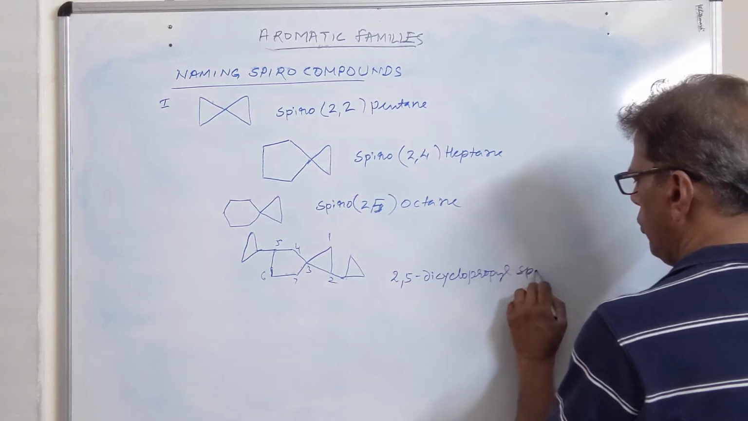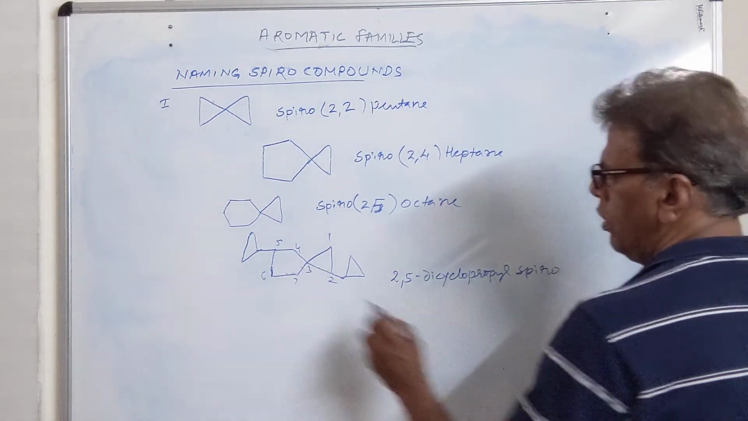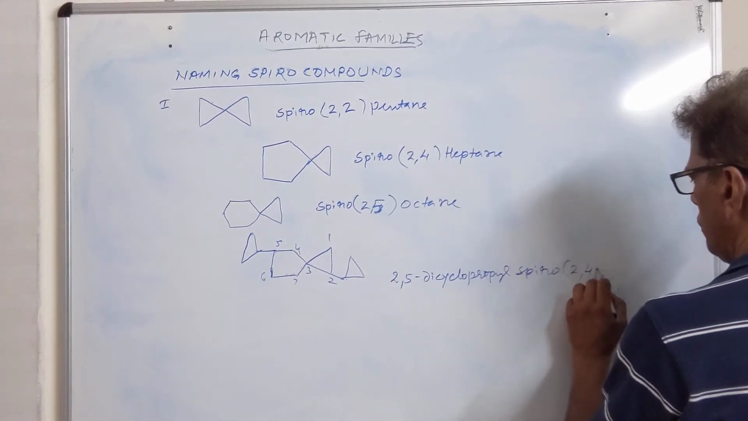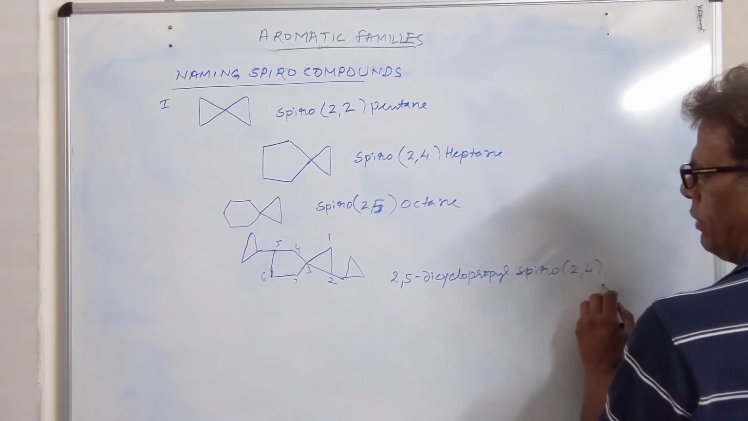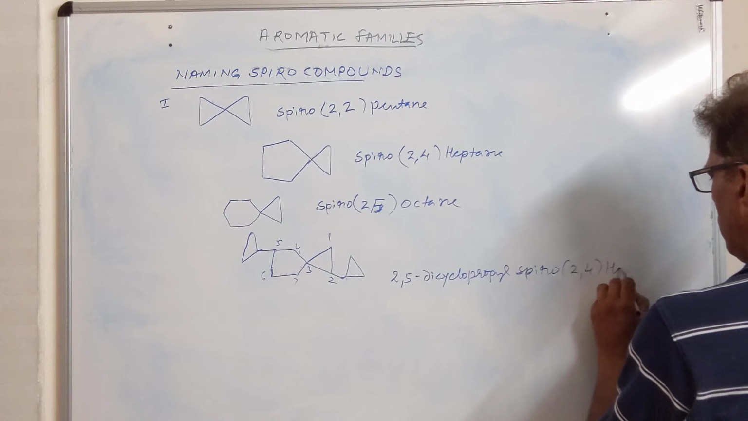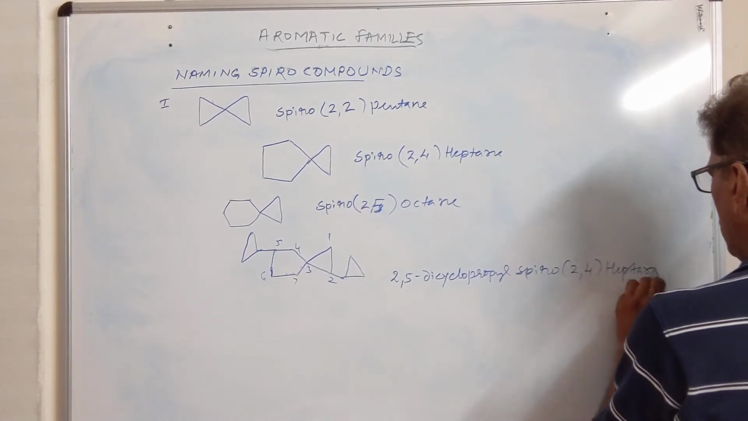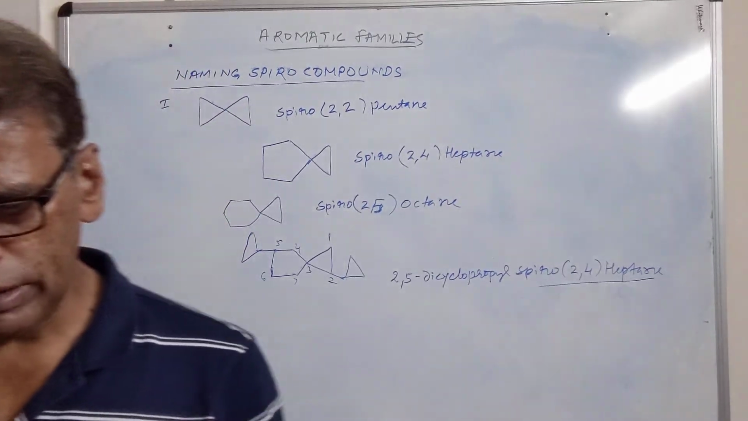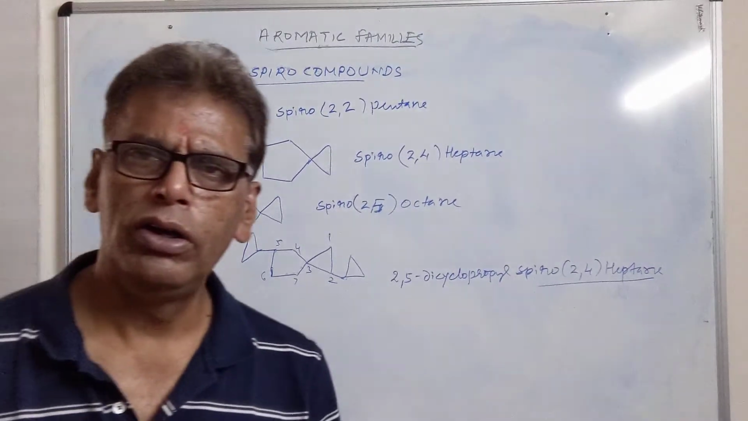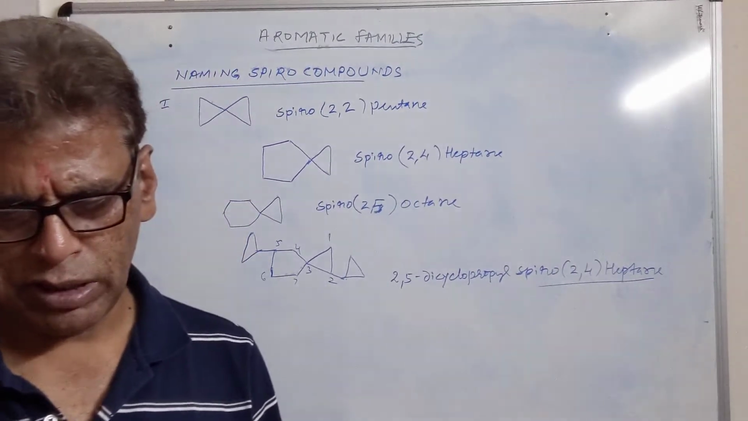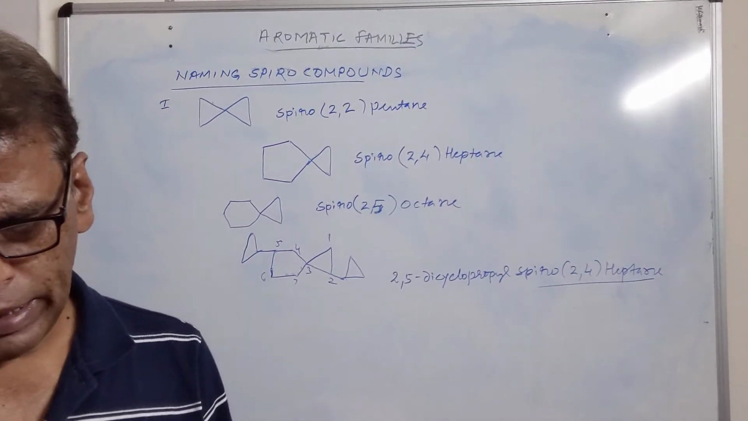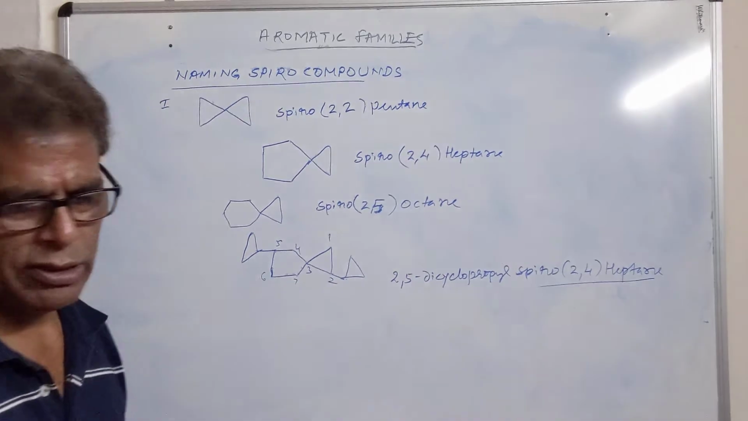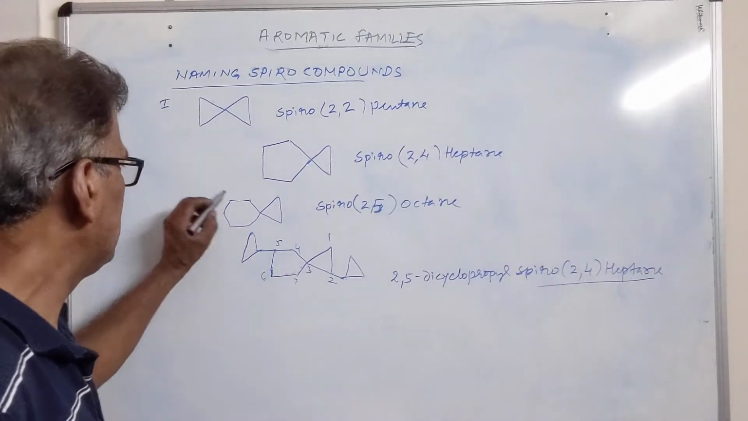Then we write Spiro, 4 carbon in this cycle, 2 in that, so 2 4. Then we have 7 carbon system, heptane. So this is the way how we start the numbering. First of all, the small cycle is numbered, then the big cycle, and in this manner we come here. This is the compound. Here we are introducing a group, that is this group.